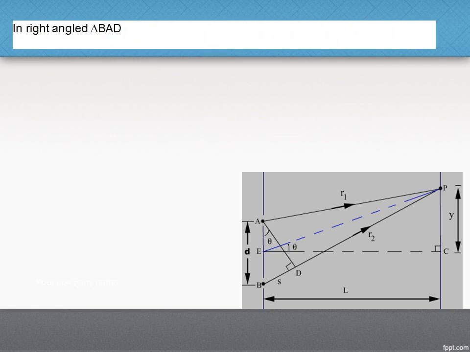Now consider this figure again, and in this figure we consider right angle triangle BAD. In this triangle, sin theta is equal to perpendicular upon hypotenuse, which is BD upon AB, as the perpendicular is BD and the hypotenuse is AB. So sin theta is equal to S upon d, as BD is equal to S and AB is equal to small d. Or from this equation, S is equal to d sin theta, which is our equation number 1.